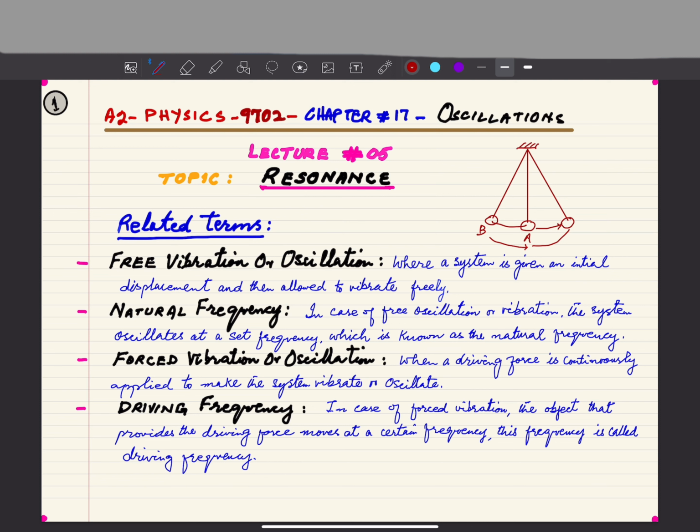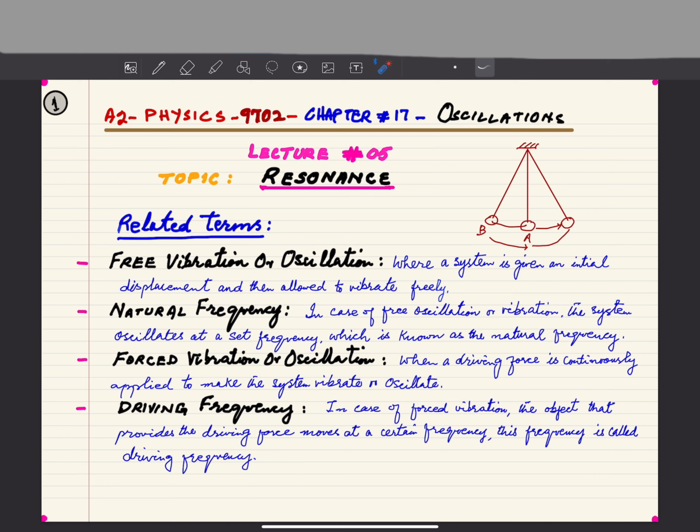Now if you are not putting in any more energy or applying any force, then the vibration of this pendulum is termed free vibration. So remember that in the case of free vibration you simply displace a body at one point and then leave it. The rest is simple vibration. Free vibration is the vibration where the system is given an initial displacement and then allowed to vibrate freely.